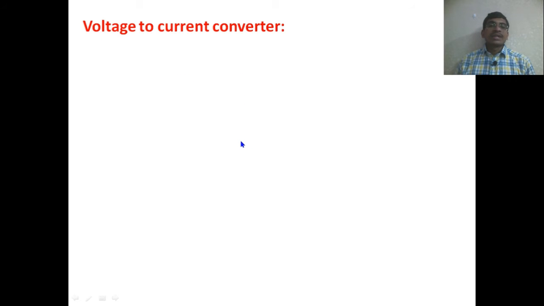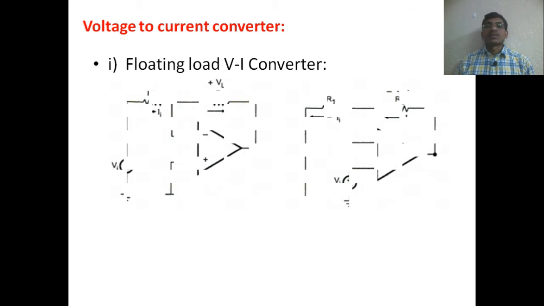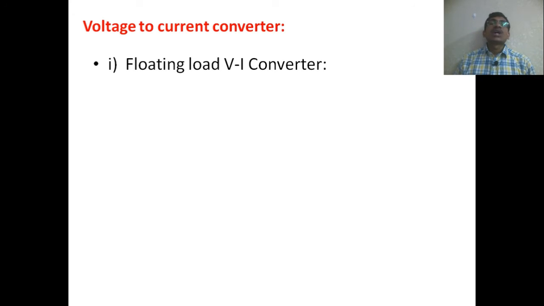Okay, so let us move into the voltage to current converter. This voltage to current converter is divided into two parts. One is the floating load V2I converter, voltage to current converter, and another one is the grounded load V2I converter. The floating load, in the sense we can say this load is not directly connected to the ground terminal. So that type of loads are called as floating load V2I converters.